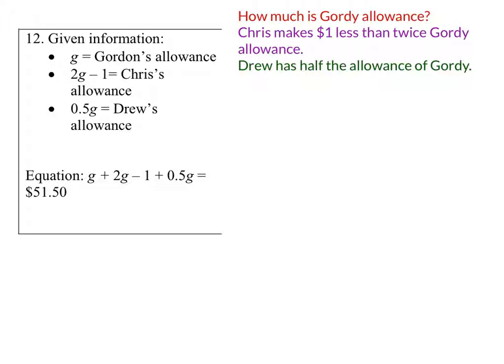Bam. Well, then we need the equation, which we can see is adding Gordy's, Chris's, and Drew's allowance, which is $51.50. So we'll just write this in up in here. The sum of their allowance is $51.50. Bam. So this makes up the word problem as we have it. Now we got to just solve this thing, okay?